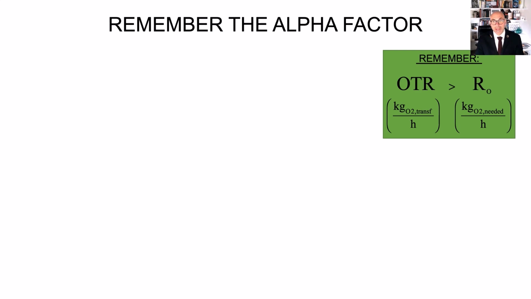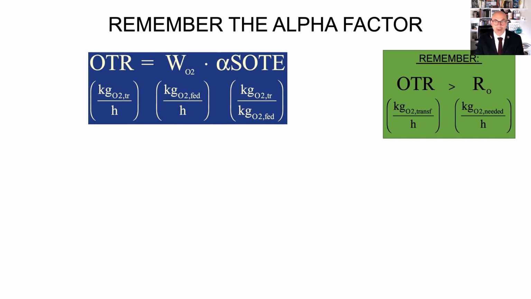We need to maintain the dissolved oxygen level in the water, and to do so, we have to transfer enough oxygen to overcome the oxygen requirements in the green condition over there. The equation is the oxygen transfer rate equals the oxygen feeding rate, which is WO2, times the alpha SOT, the oxygen transfer efficiency in processed water. With time in operation, that's probably going to be better to be alpha SOT.